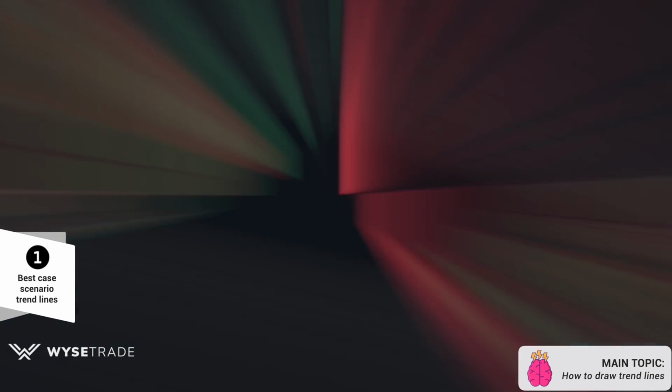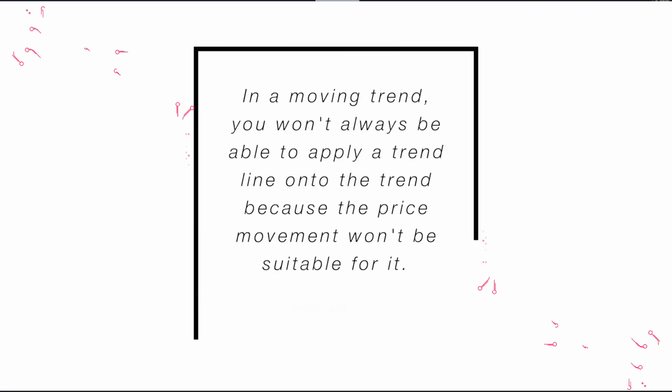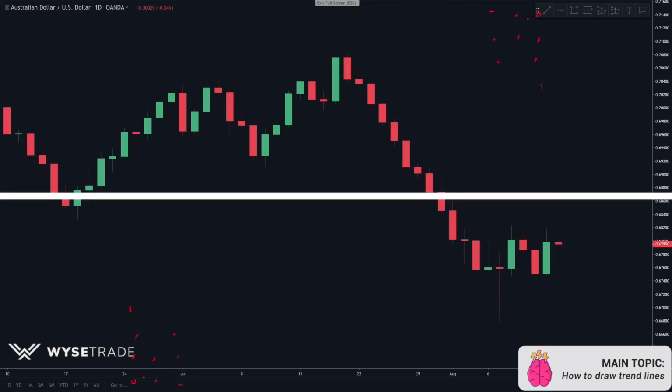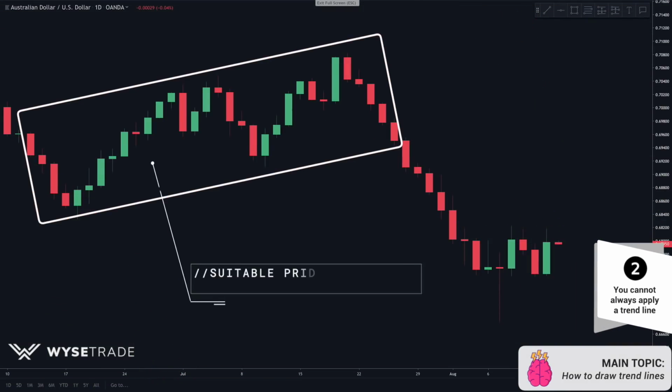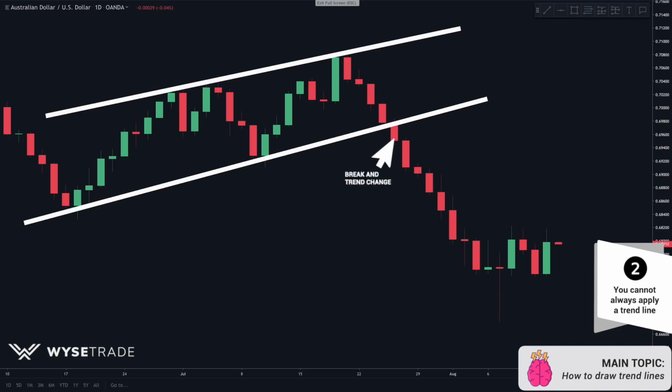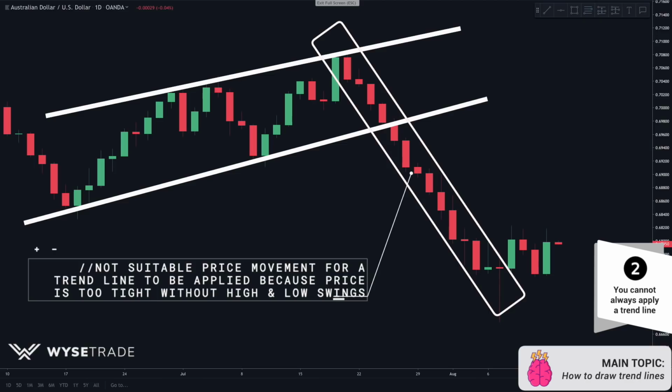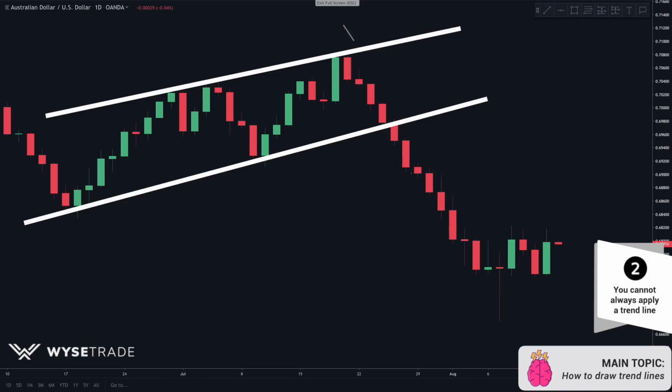So next. Now, this is an important point we want to discuss. There isn't always a trend line you can draw, as there isn't always going to be suitable price movement for a trend line to be applied to it. So to the left here, we had good price movement where you would have had two trend lines applied before price broke the bottom trend line and started a downtrend. But now looking at the current trend, there isn't suitable price movement to apply a trend line. You could apply a super tight trend line like this, but that does not help your overall analysis. So in this case, we leave it out.